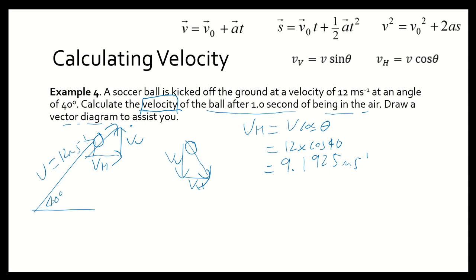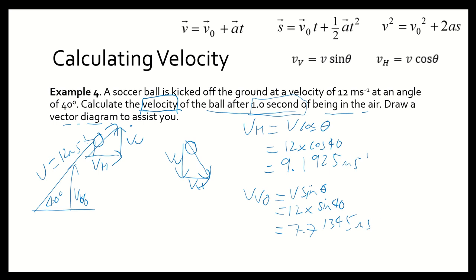Now, to find our vertical component of velocity, we've got the time. We want it after 1 second. We can find the initial component of velocity. So let's calculate our vertical component, which is actually our initial. That's going to be v sine theta, which is 12 times sine 40. 12 times sine 40 will give us 7.71345 meters per second.